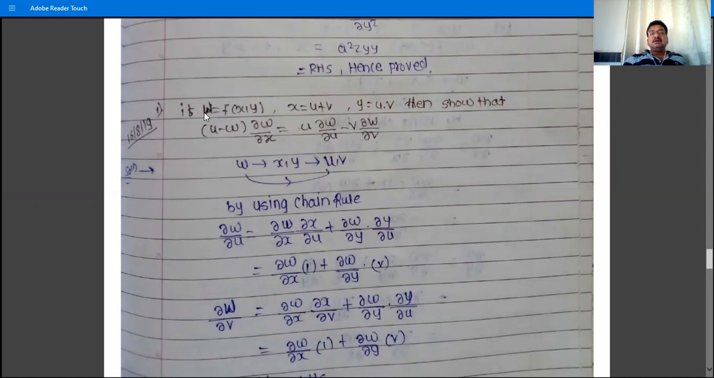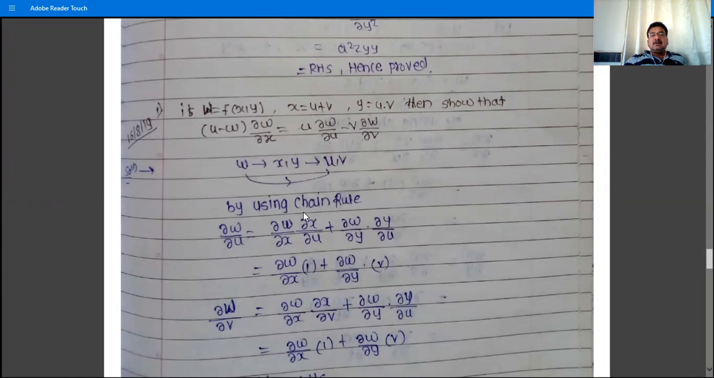So what is given? w is a function of x and y, and x and y are functions of u and v. So w is a function of u and v. By chain rule, we have ∂w/∂u and ∂w/∂v. So consider the RHS and show the LHS. First find ∂w/∂u by chain rule: we have ∂w/∂x times ∂x/∂u plus ∂w/∂y times ∂y/∂u.